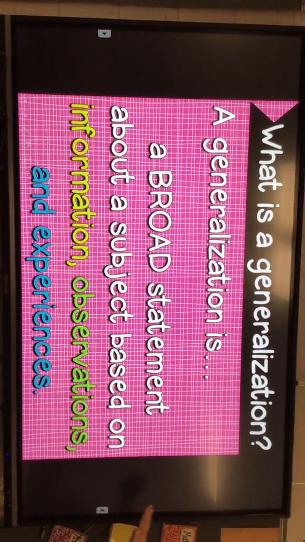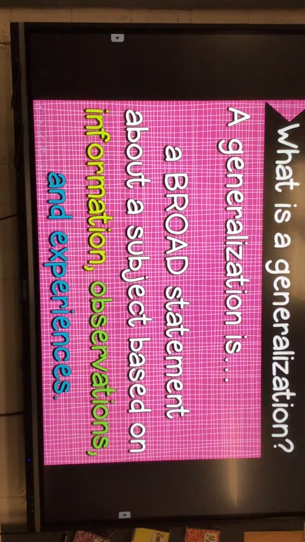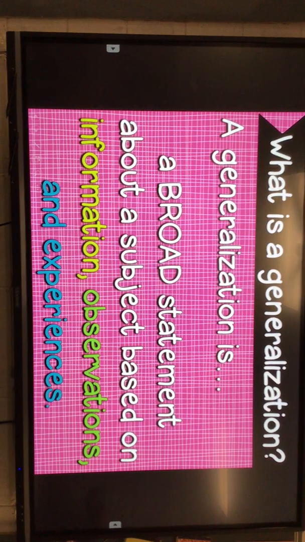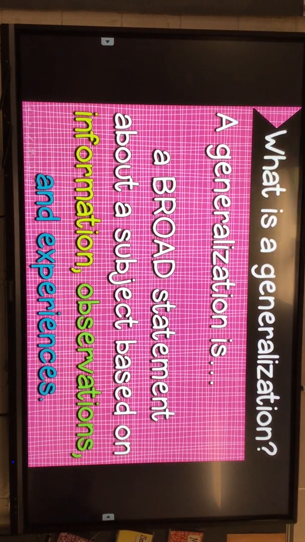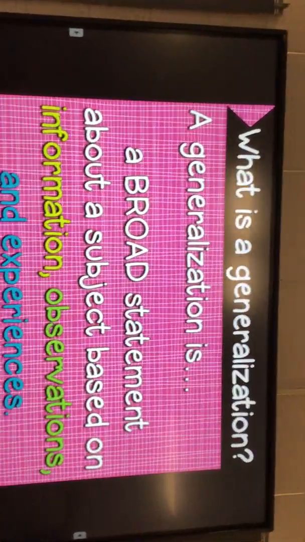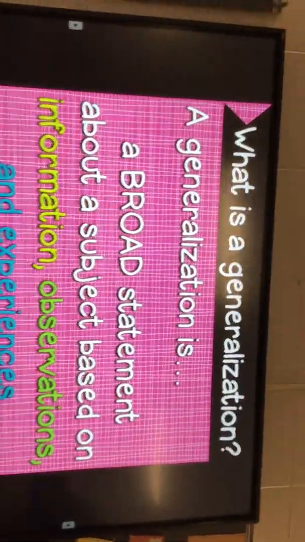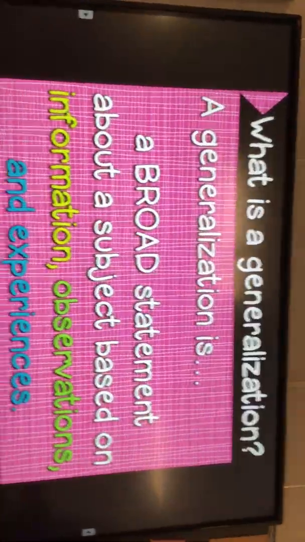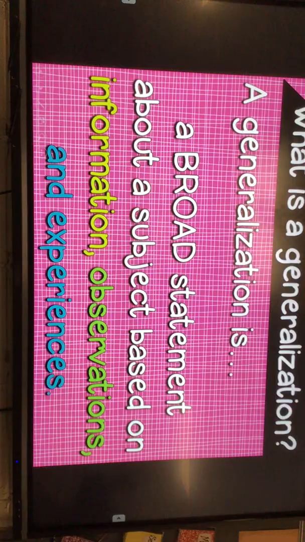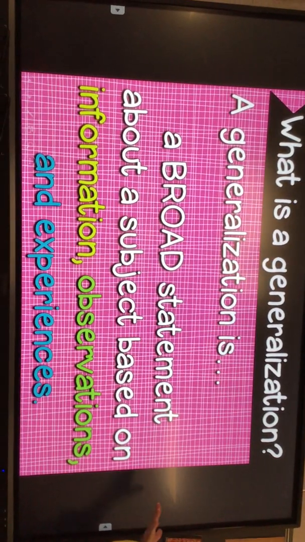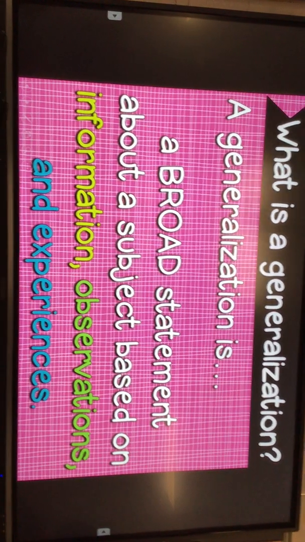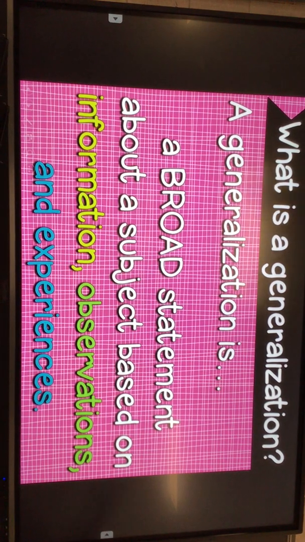So a broad statement would be, I love all vegetables, instead of, I like broccoli. Or you could say, I like Kit Kats. But if I say I like all candy, that's a generalization. It's a broad statement, because guess what falls under the umbrella of candy? Licorice. I don't like that. A specific statement is, I like Kit Kats. Broad statement, I like all candy.